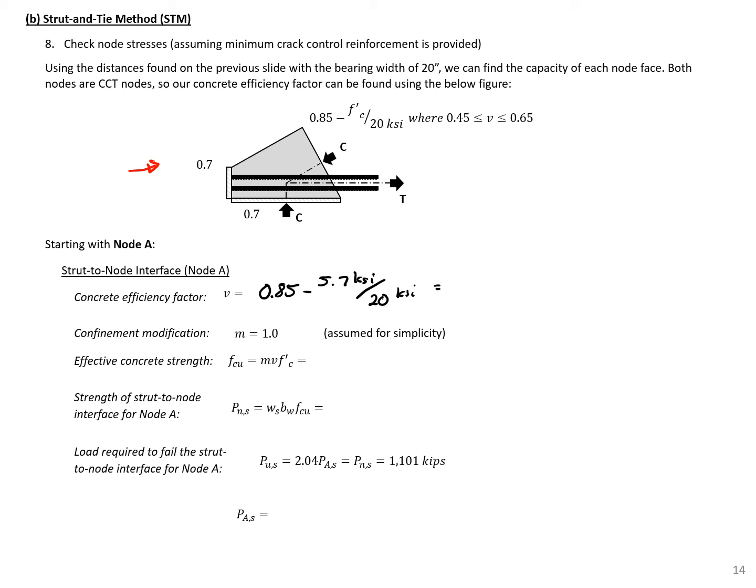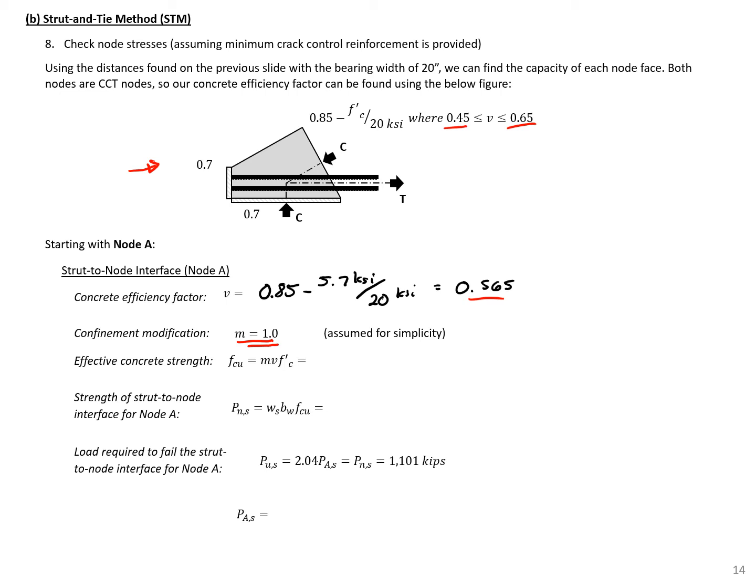Gives us a factor here of 0.565. We can see that this 0.565 is between 0.45 and 0.65, so this is the value that we'll use. We're going to assume a confinement modification factor of 1.0 for simplicity, but this factor depends on how the bearing area compares to the member area that's being loaded. So if the member area being loaded is larger than the bearing area, then we can use a confinement modification. But we're just going to use 1.0 here.